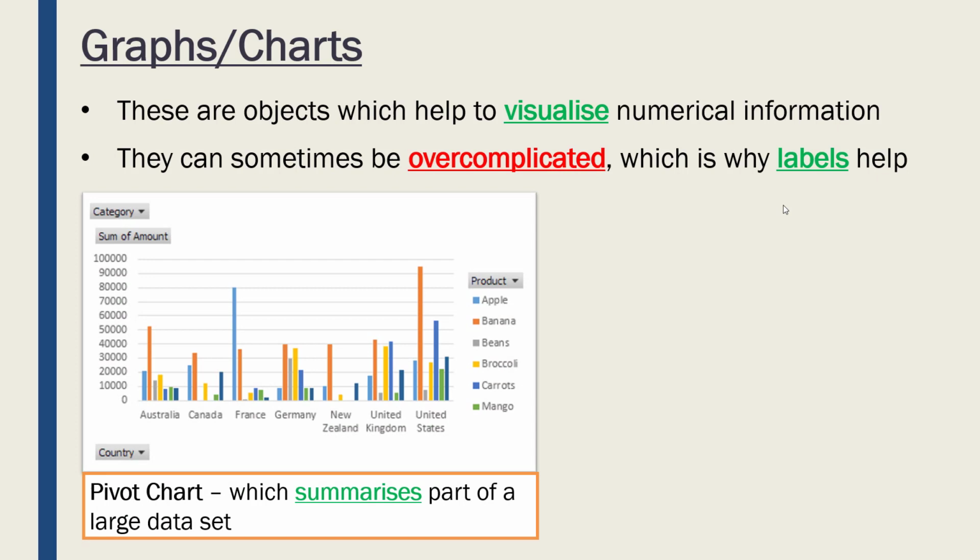So there are different types of graphs I'll quickly go through. This one is a pivot chart, and a pivot chart is a way of summarizing a large data set. A pivot table is what this graph is created from, and a pivot table is just a small table coming from a larger table essentially. So we're good at summarizing the data.